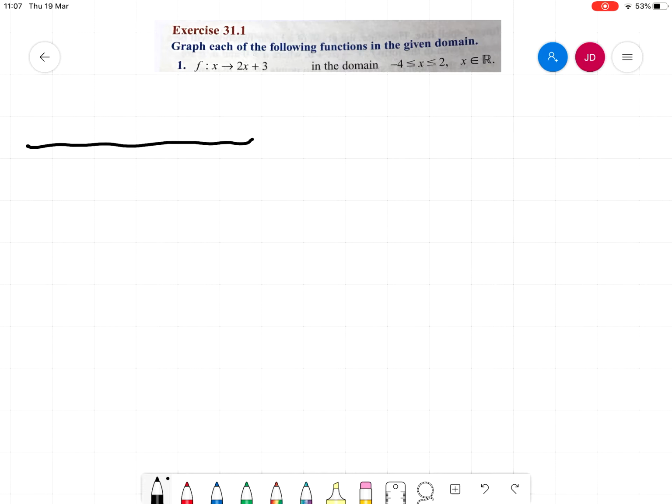We do our usual table. So we have our x values, or our inputs. We have our function, which is 2x plus 3. And then we have our outputs, which is our f of x, or our y value.